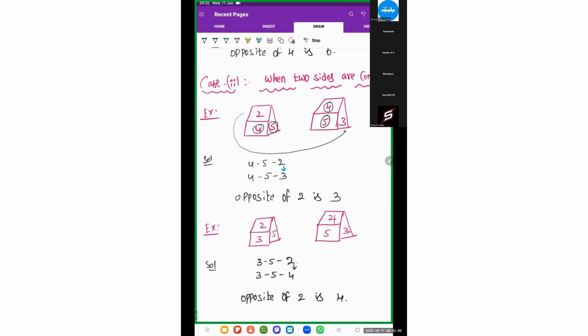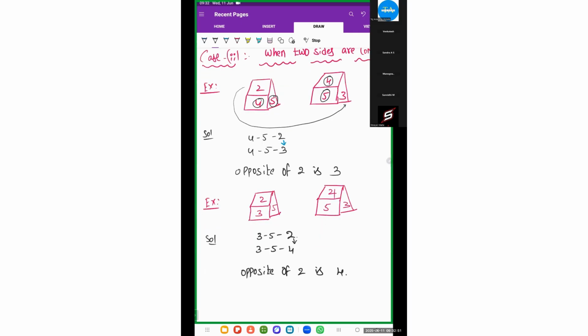Do you understand? When one side is common, when two sides are common, this is the way. When opposite faces sum is 7, that is standard. When any two adjacent faces sum is 7, that is ordinary dice. So we have several types. One side is common for both the dice, and two sides are common for both the dice. This is the way. Okay. Next, third case.